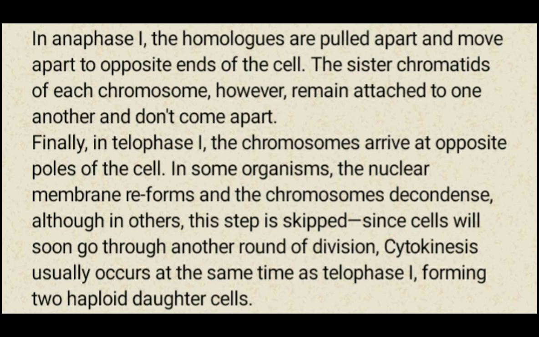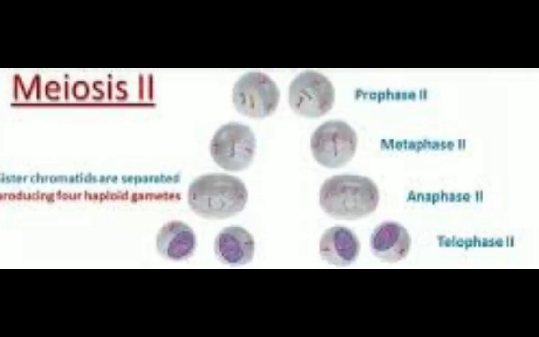The sister chromatids of each chromosome, however, remain attached to one another and don't come apart. Finally, in telophase I, the chromosomes arrive at opposite poles of the cell. In some organisms, the nuclear membrane reforms and the chromosomes decondense, although in others, this step is skipped. Since cells will soon go through another round of division, cytokinesis usually occurs at the same time as telophase I, forming two haploid daughter cells.